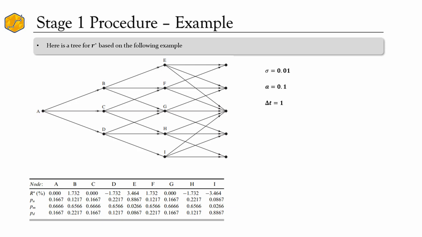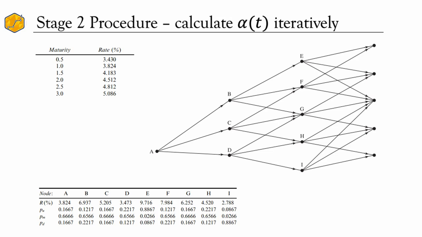So now comes stage 2 of the procedure. In this stage, essentially what we are trying to do is build a tree for R. Okay, we got the tree for R star. Now we want to generate the tree for R. And as discussed, we will do that by calculating alpha at different time steps, and we'll just bump the nodes of R star to get the nodes of R. And how do we get the values of alpha, which will obviously depend on the time step, is we will iteratively calculate alpha in such a way that the resulting tree that we get for R consistently matches the prices of the zero coupon bonds in the market. So we will find alpha in such a way that the model price matches the market price. So let's see these calculations.